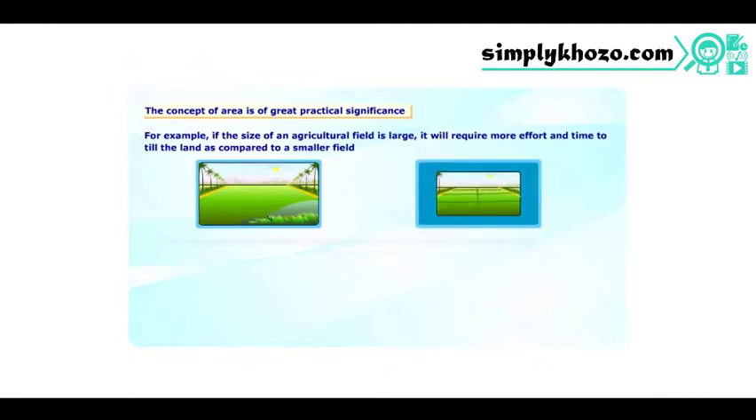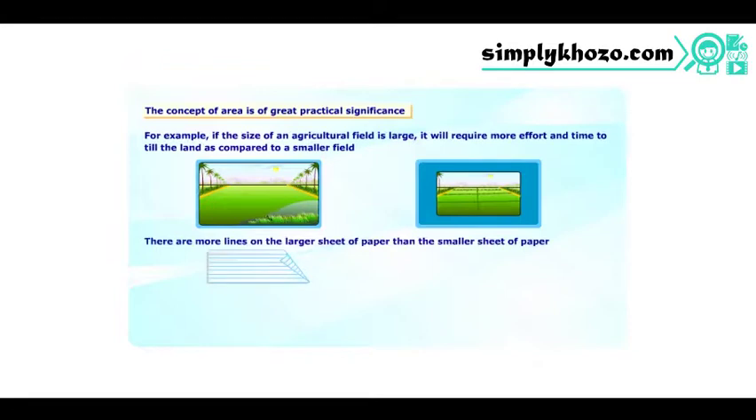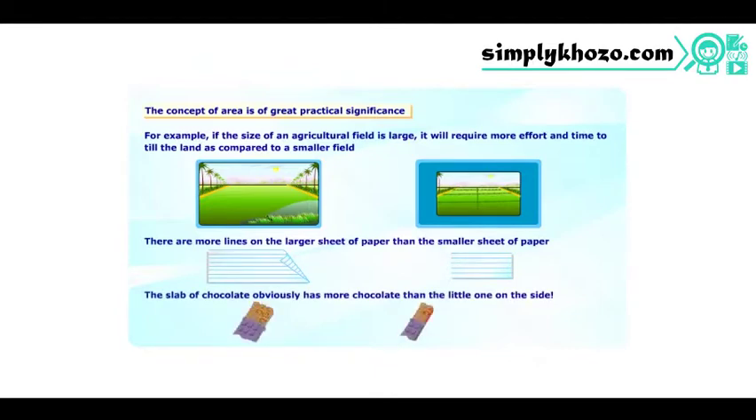The concept of area is of great practical significance. For example, if the size of an agricultural field is large, it will require more effort and time to till the land as compared to a smaller field. There are more lines on the larger sheet of paper than the smaller sheet of paper. This slab of chocolate obviously has more chocolate than the little one on the side.